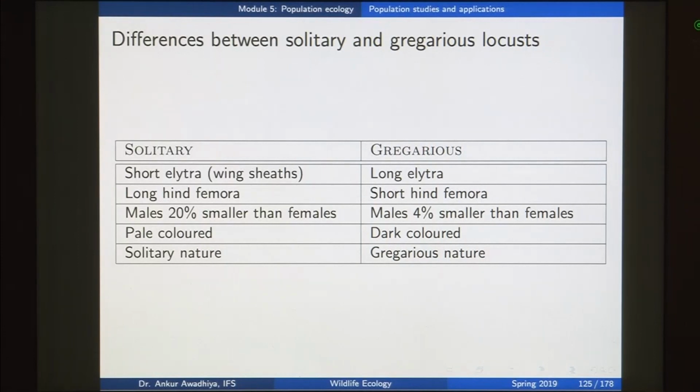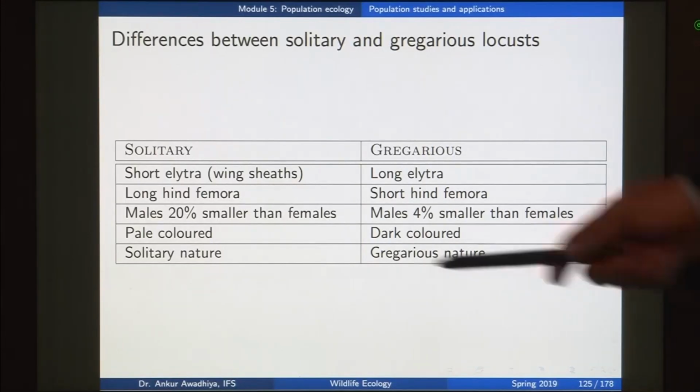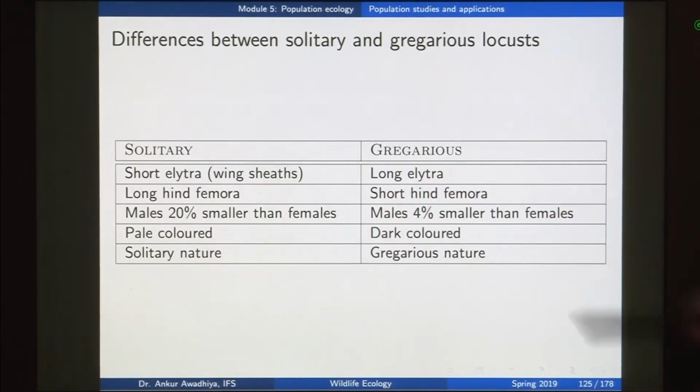Now, in the solitary phase, the animals are pale colored, mostly light green. In the gregarious phase, they are dark in color. And solitary, as the name implies, have a solitary nature, they do not form groups. In the case of gregarious, they form large groups. Now, this was known for quite some time, that you are seeing these locusts that come in large swarms, and when they come, they decimate the whole of the crops. So, this has been known since antiquity.